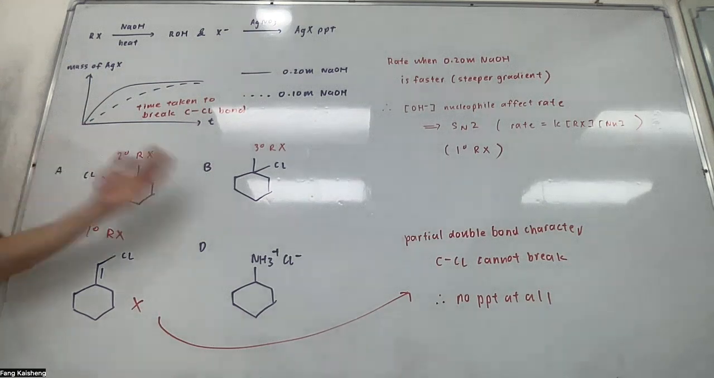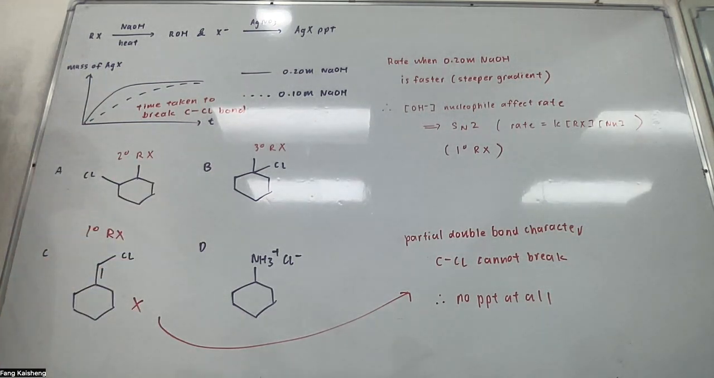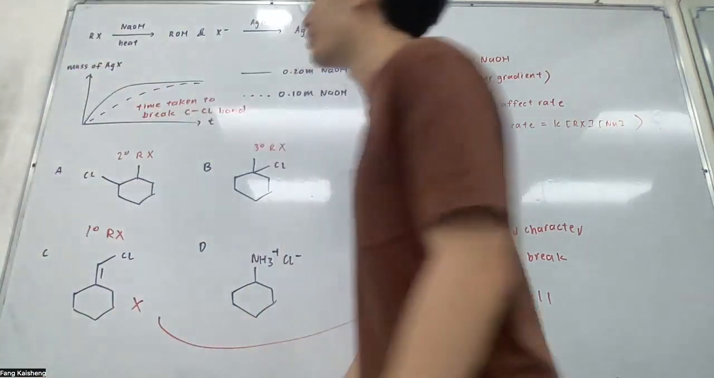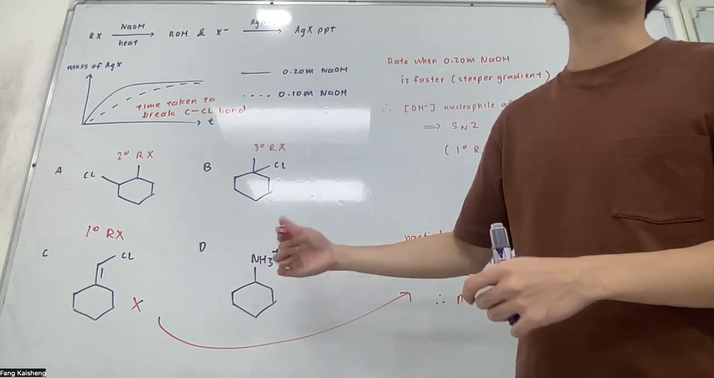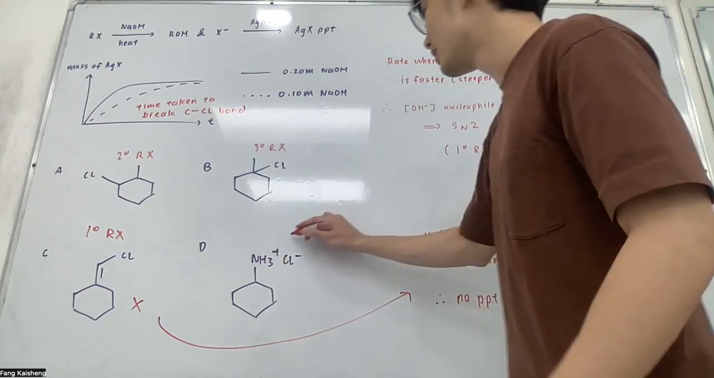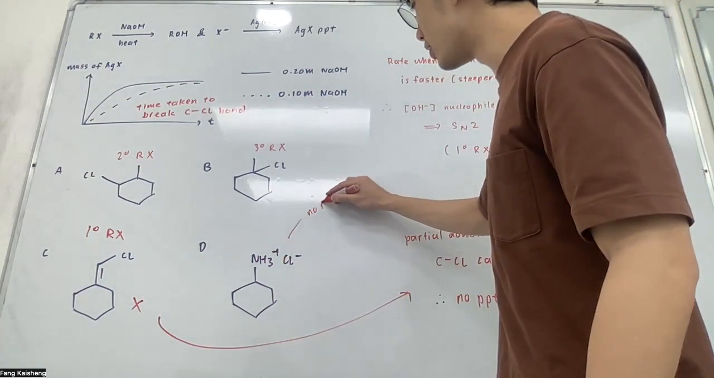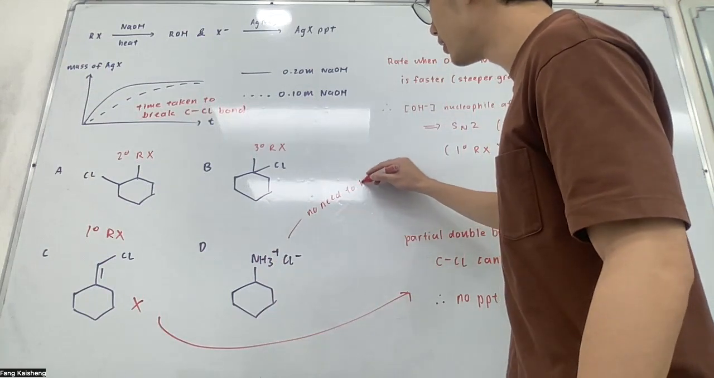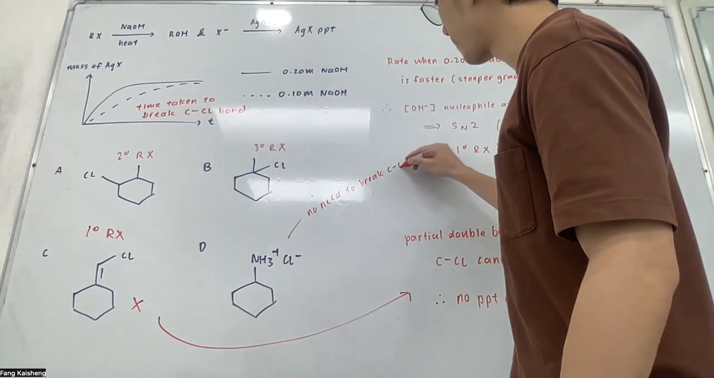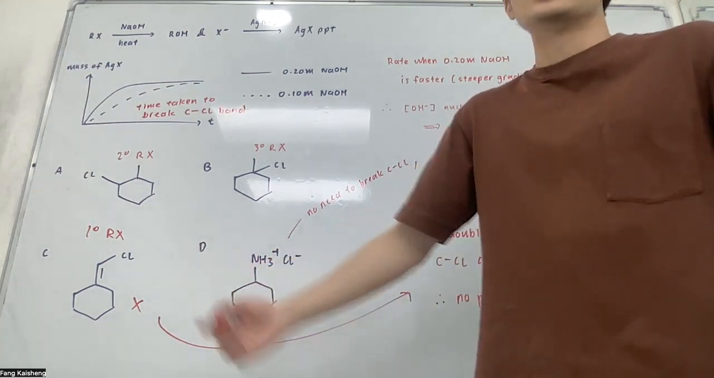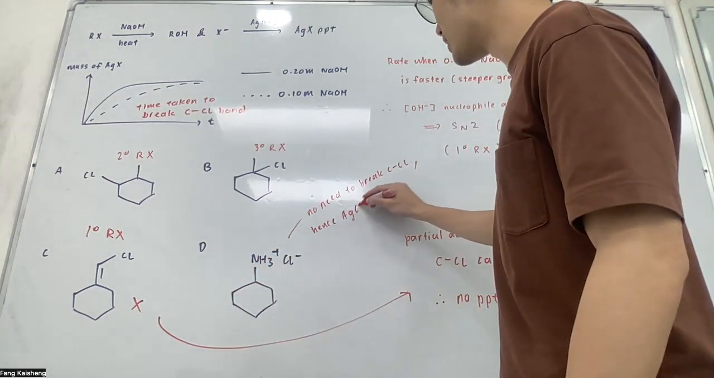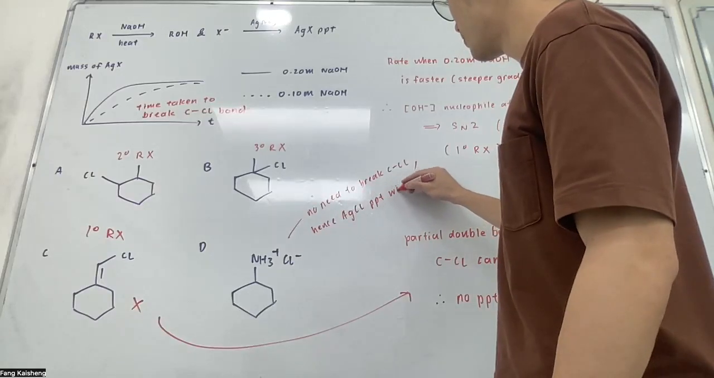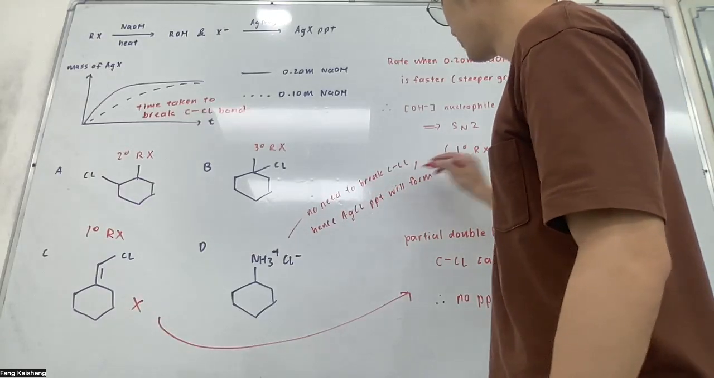But guys, is there even a C-Cl bond to break over here? No. So if you were to use this instead, the precipitate will form instantly, immediately. No need to break a C-Cl bond, because there isn't even a C-Cl bond. Hence, the AgCl precipitate will form immediately.